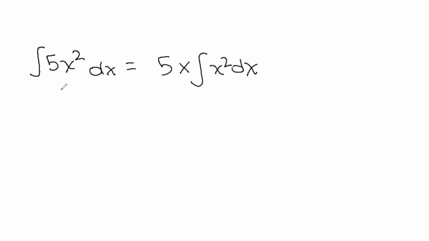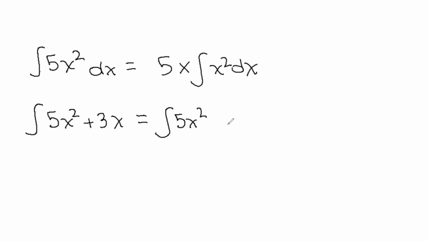Now the second law stated that integration of f of x plus g of x equals integration of f of x plus integration of g of x. So say we had integration of 5x square plus 3x. This is equal to integration of 5x square plus integration of 3x. So this is an example of the second rule.